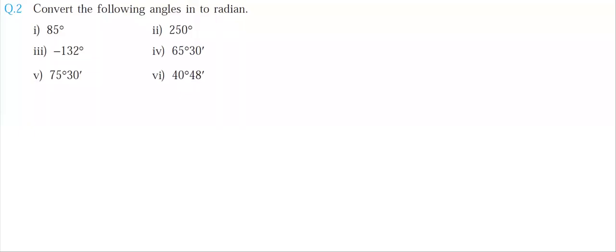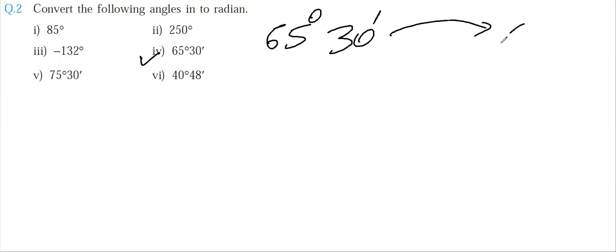Okay, so here it says convert the following angles into radian. So I am going to solve the fourth one. ठीक है, fourth one मैं करता हूँ. Fourth one क्या बोल रहा है? 65 degree and 30 minutes. Now I want to convert this into radian.